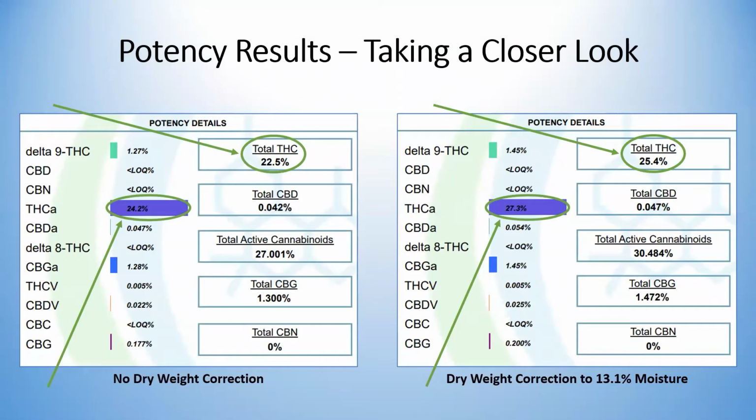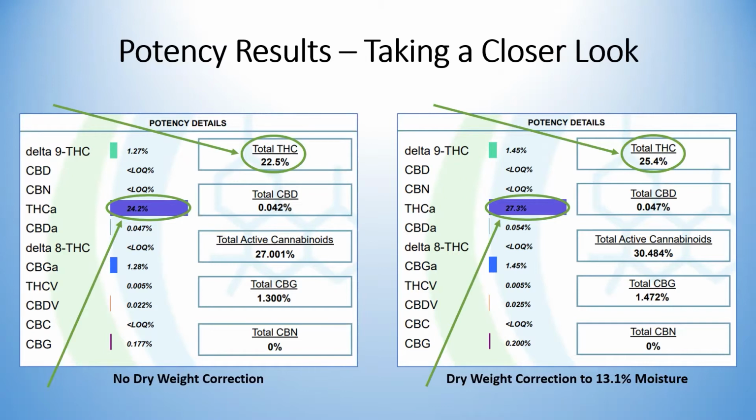Now let's take a closer look to see how this impacts potency when a laboratory is dry weight correcting. In this instance, the THCA concentration of the wet flower is 24.2%, and the total THC is 22.5%. When dry weight correcting these results, given a moisture content of 13.1%, like our example on the previous slide, you now have a THCA value of 27.3%, and a total THC value of 25.4%. That means the results have been increased by 3.1 percentage points for THCA and 2.9 percentage points for total THC.